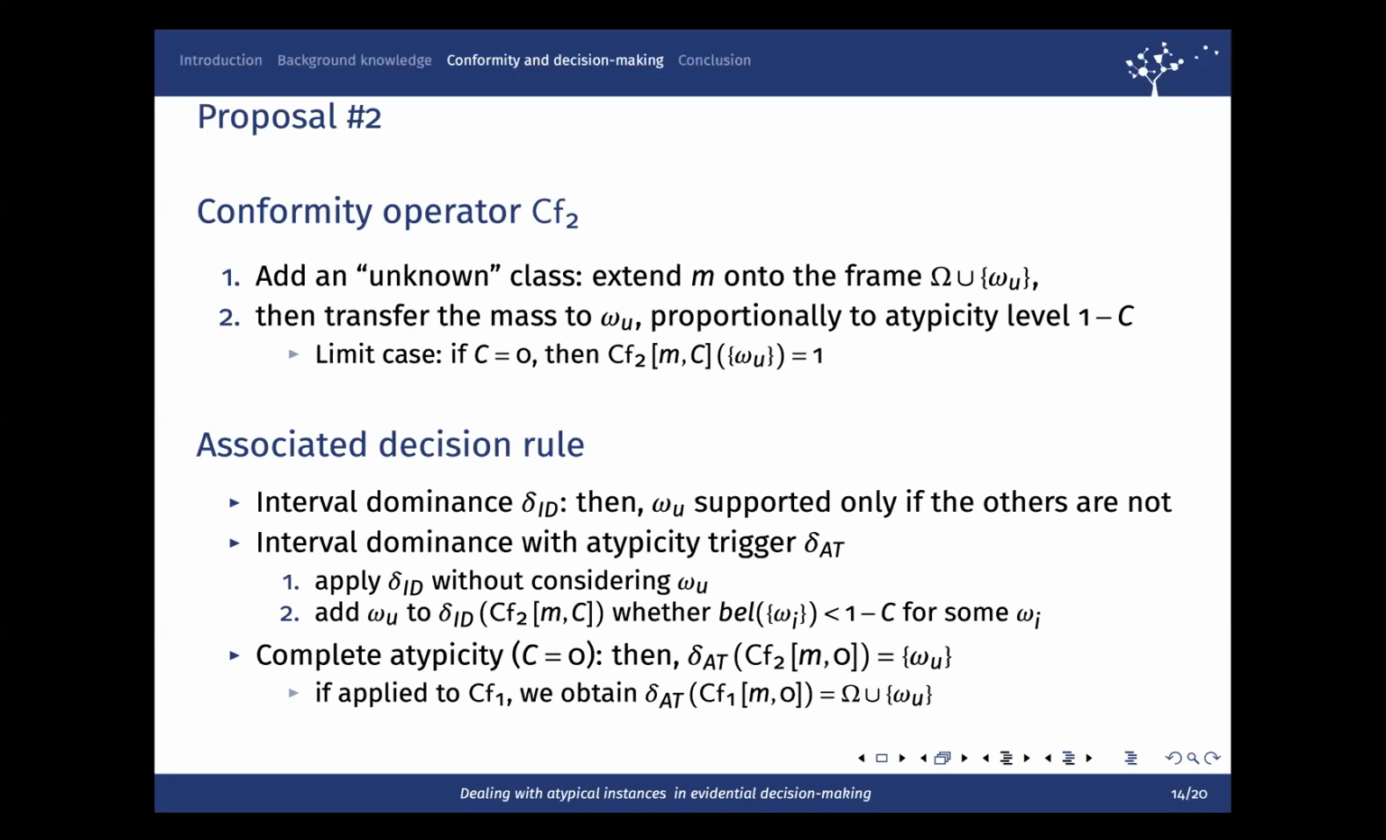And then we will add the unknown class to the set of predicted classes whenever the belief degree for some class is less than the non-conformity degree. In case of complete atypicity, if we use the decision strategy, which we call interval dominance with atypicity trigger, it means that for completely non-conform instances, we will get the unknown class as only prediction.